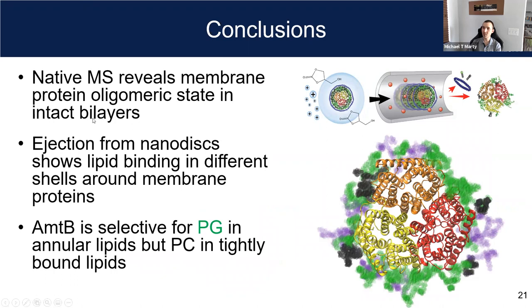So overall, we've seen that we can use native MS to find the oligomeric state in the bilayer. We can eject it to see what kind of lipids are around it. And overall, this protein is mostly selective for PG, but does have some annular sites that are very specific for PC. So I tried to create a cartoon of what I envision this protein looking like, where we have a few very specific PC sites, mostly some slightly more specific PG, and then a few PEs just kind of filling in at a few sites.